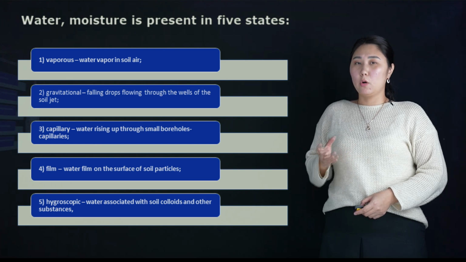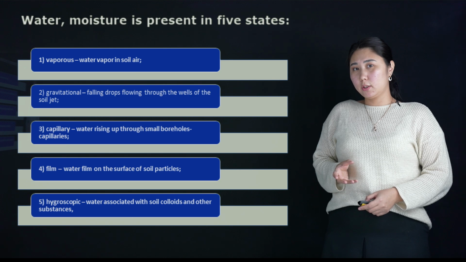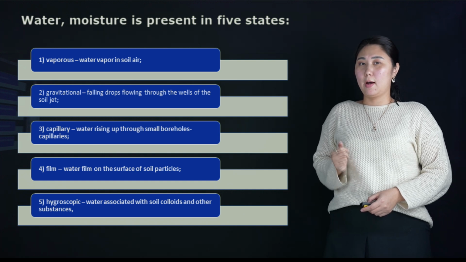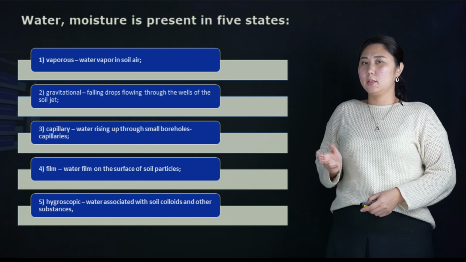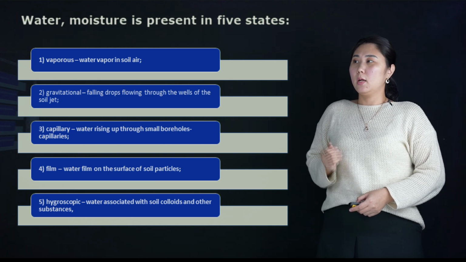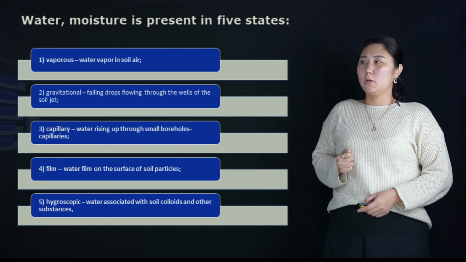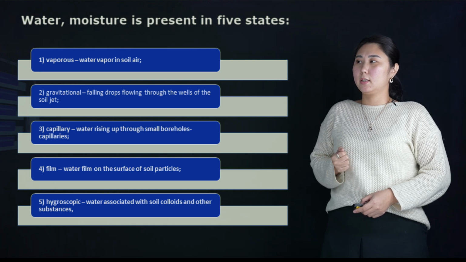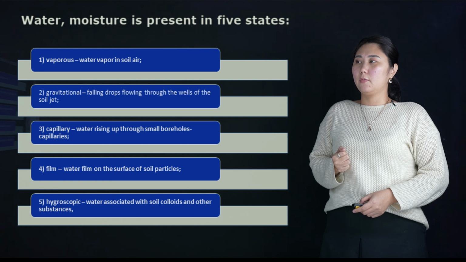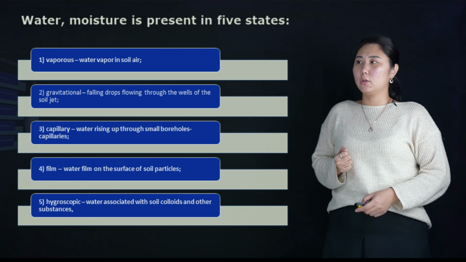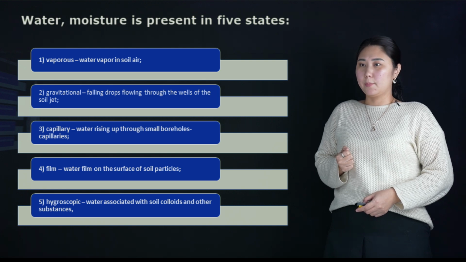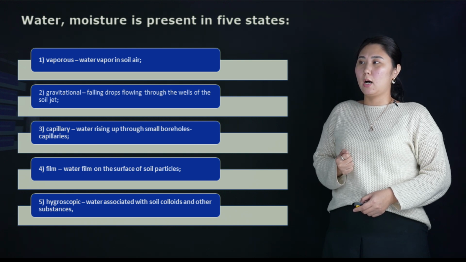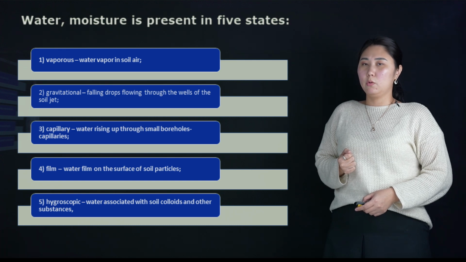The water and moisture in the soil are present in 5 states. First is vaporous. Vaporous is the water vapor in soil air. The second is gravitational. Gravitational is the falling drops flowing through the wells of the soil. Next is the capillary. Capillary is the water rising up through small pores, capillaries.